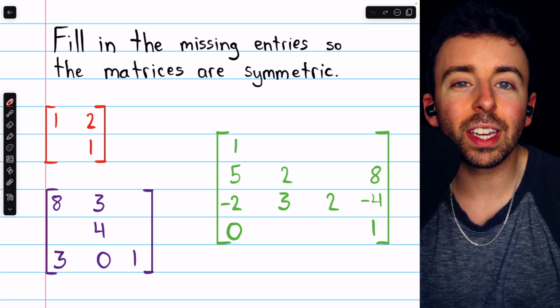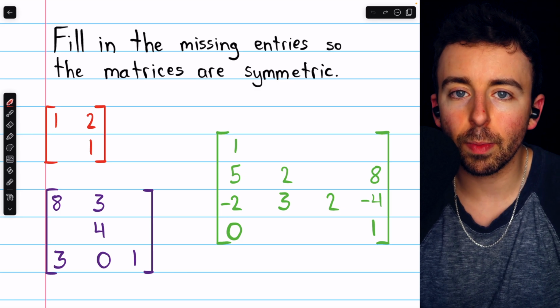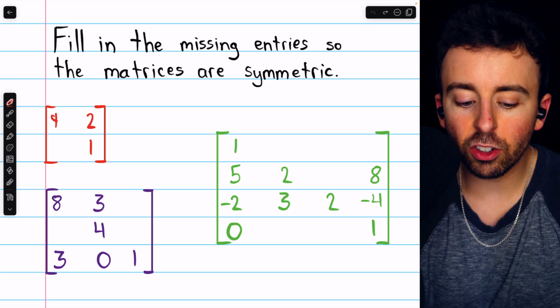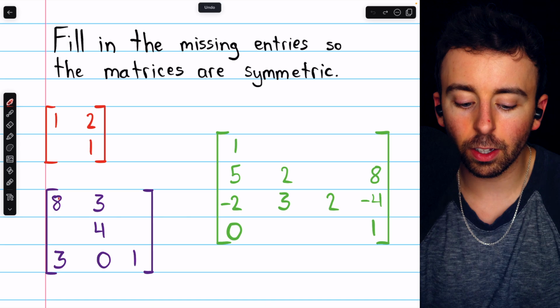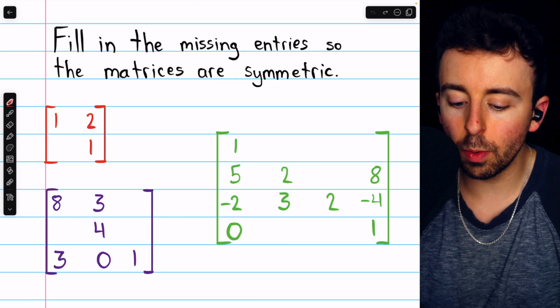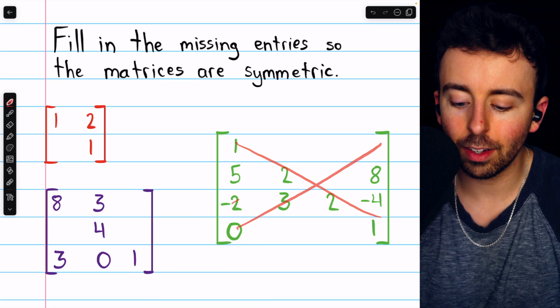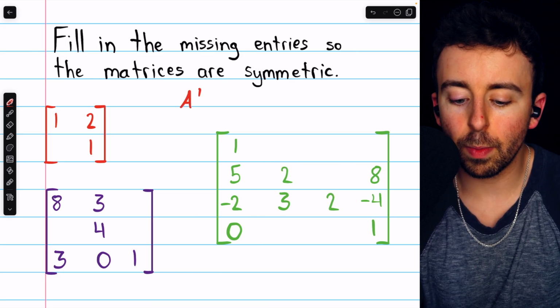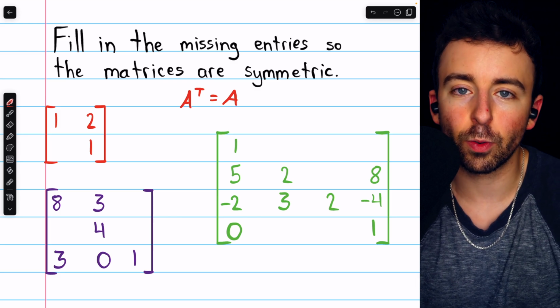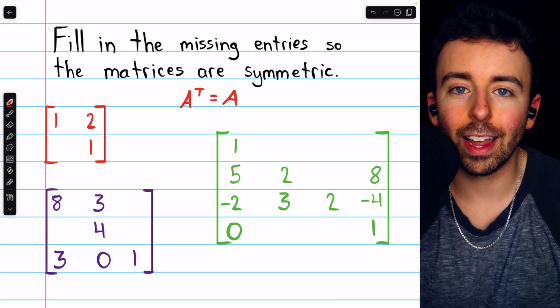You may recall one of the easiest ways to think about symmetric matrices is that they are symmetric about their diagonal. So in each case, we can picture the diagonal of the matrix and then reflect known entries in order to obtain unknown entries. Of course, the definition of a symmetric matrix is that its transpose is equal to itself. A transpose equals A, that means A is symmetric.